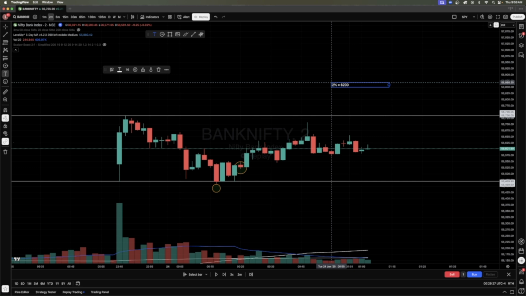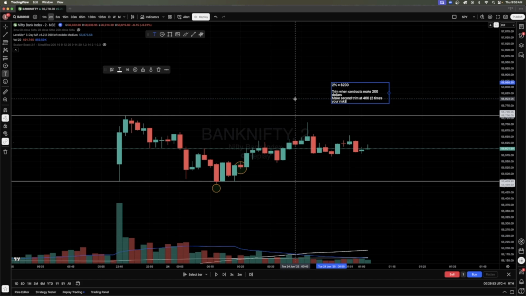Now let's say the price goes up and the contracts appreciate $200 in value. Now you're going to trim some of your positions right there because you just made what you could have lost if you get stopped out. You leave the runners by moving the stops to break even, and if they push towards $400 in profits, which is 2 times your initial risk, this is where you're going to make the second cut. You're going to take the second half of your profits off the table. Trading this way is going to keep your risk to reward in check.